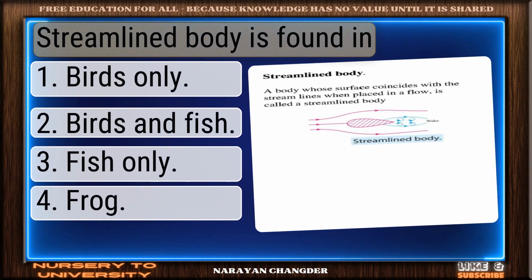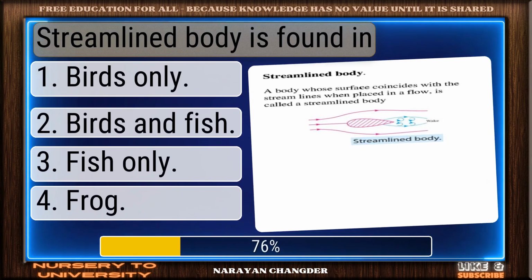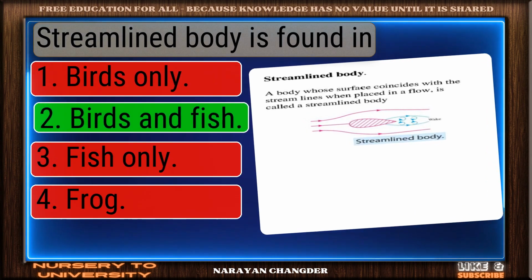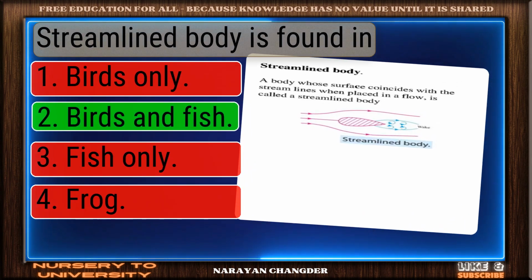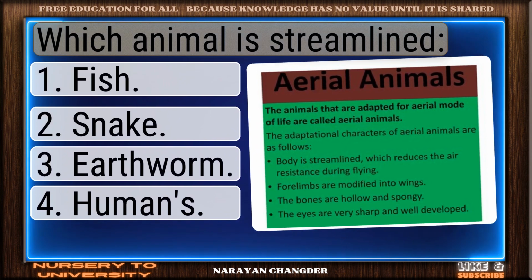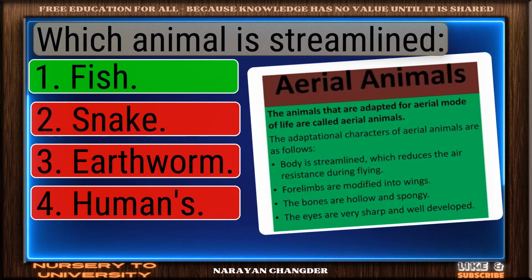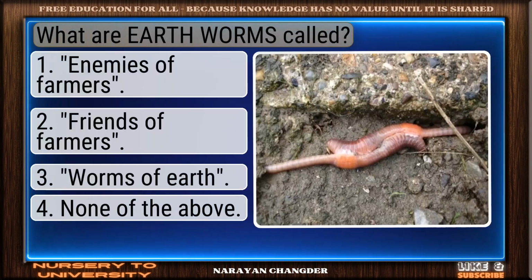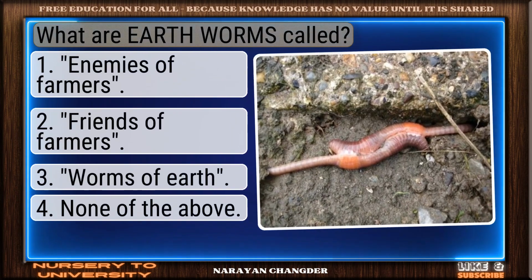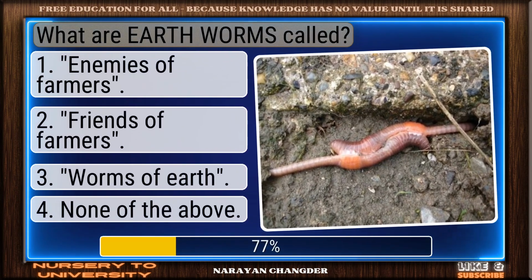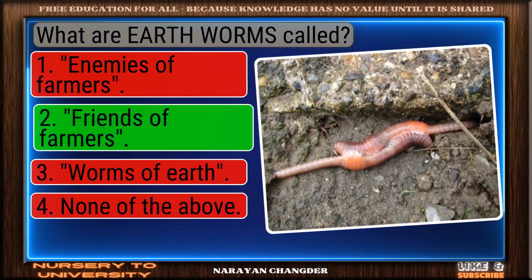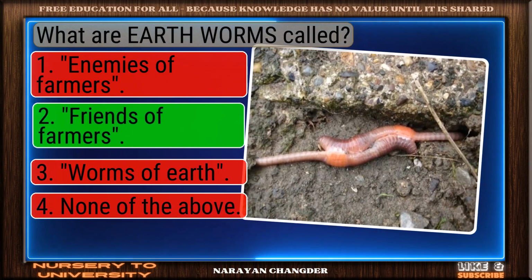Streamlined body is found in. You chose birds and fish, and it is correct. Which animal is streamlined? You got it. Your choice, fish, is right. What are earthworms called? Valid point. Friends of farmers is true.